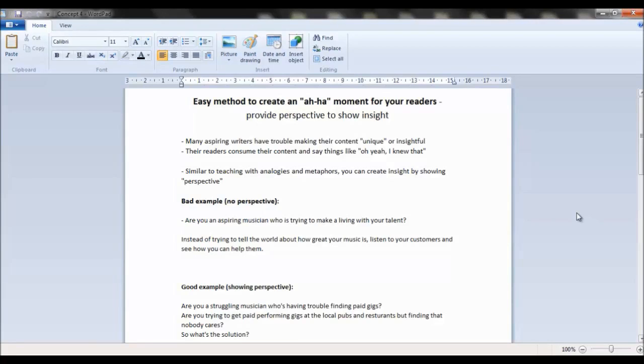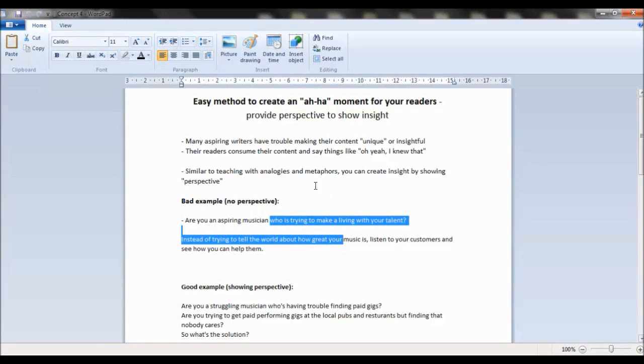So, similar to teaching with analogies and metaphors, you can create insight by showing perspective. And when you do this, you get to engage the audience as well. So, bad example with no perspective. Are you an aspiring musician who is trying to make a living with your talent? Instead of trying to tell the world about how great your music is, listen to your customers and see how you can help them. Okay, that sounds fine, but there's not much more to it. An aspiring musician reading this might go, okay, that's cool, sure, and then that's it. They probably wouldn't take any action on it, and that's not what we want.